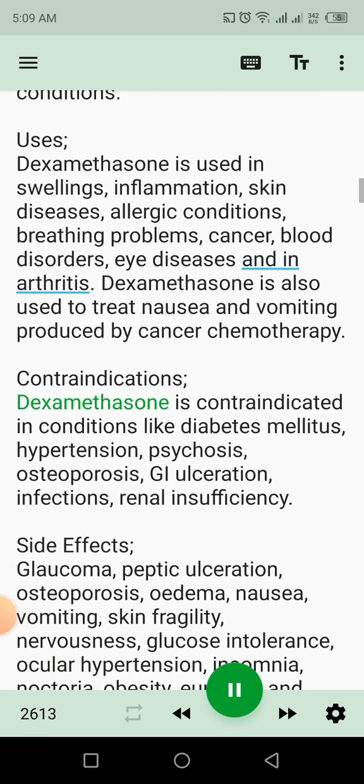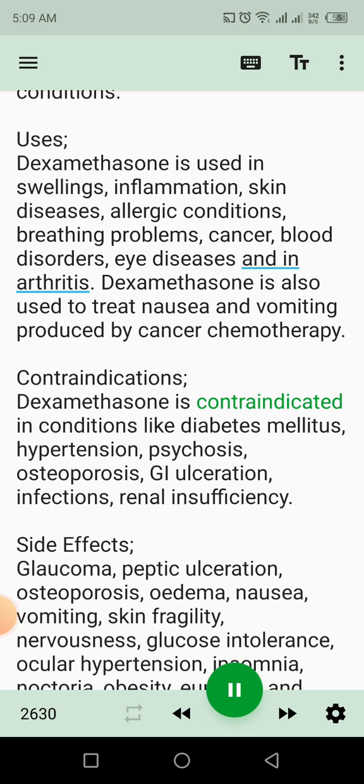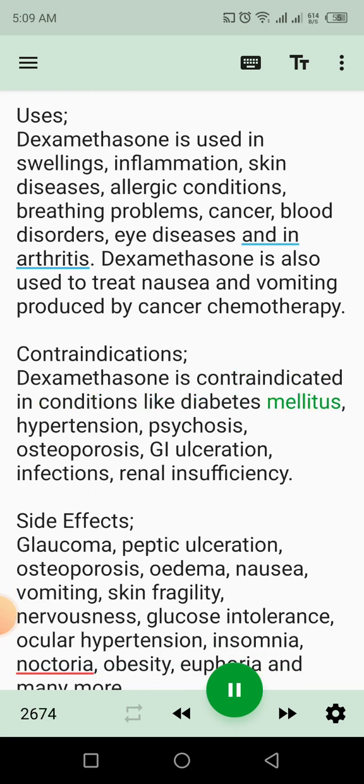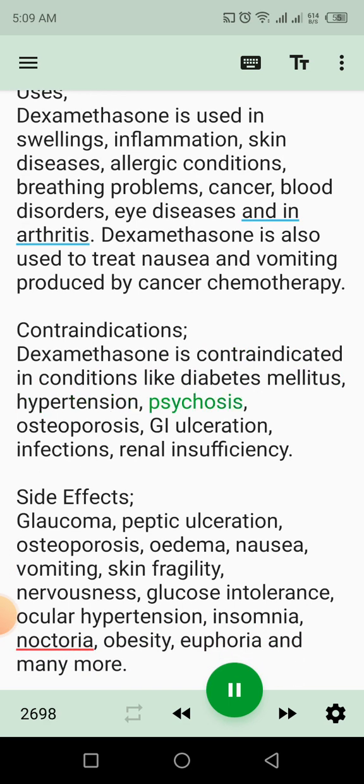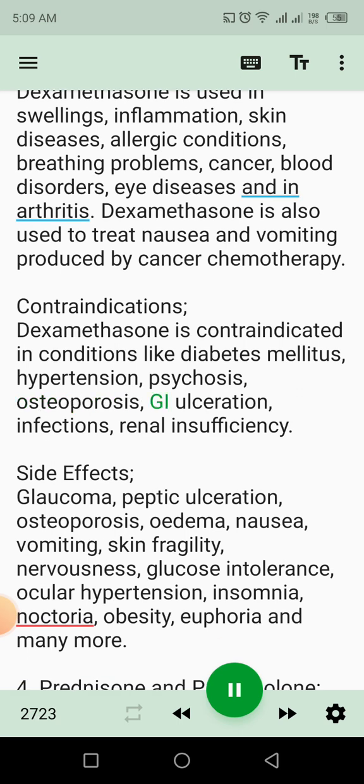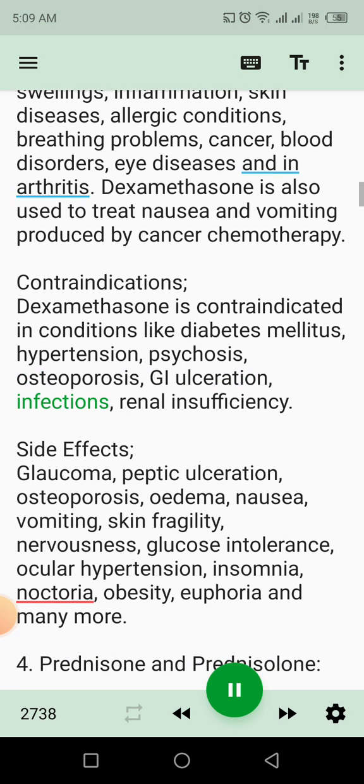Contraindications. Dexamethasone is contraindicated in conditions like diabetes mellitus, hypertension, psychosis, osteoporosis, GI ulceration, infections, renal insufficiency.